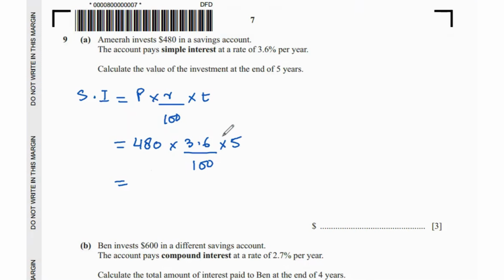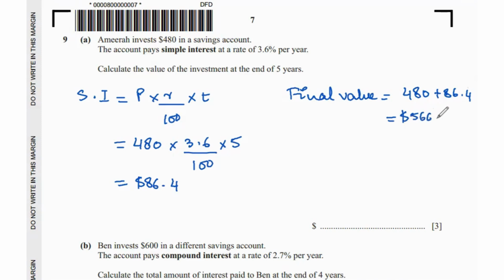So that's going to be $86.4. Now, final value of the investment is 480 plus the interest she has earned. That equals $566.4. That is your final answer.